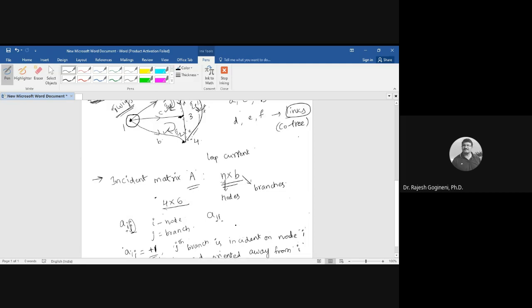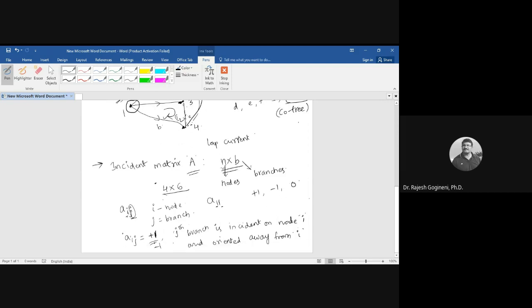That means the incident matrix will have 3 entries: one is +1, another is -1, and the third is 0. As we have discussed, Aij equals 1 means the jth branch is incident on the ith node and moving away from node i. Suppose the jth branch is moving towards node i, it is -1. There is no incidence means 0. So there are 3 entries in the incident matrix.